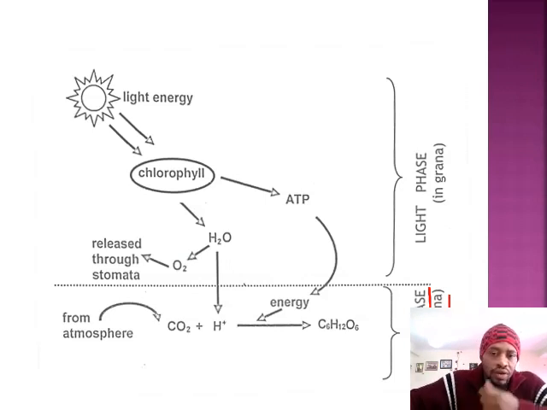Now, in the dark phase, it starts with carbon dioxide entering through the stomata of the leaf, then later on entering the chloroplast through the double membrane, the bilayered membrane. So we have carbon dioxide, and let us be attentive. What does carbon dioxide bring?